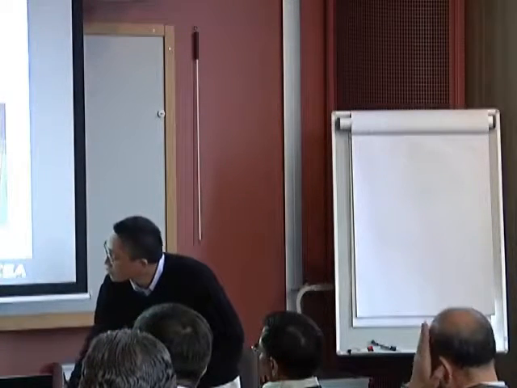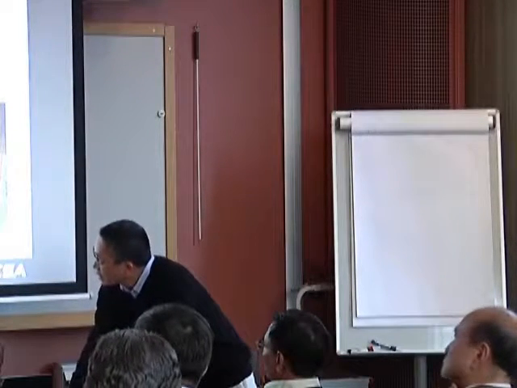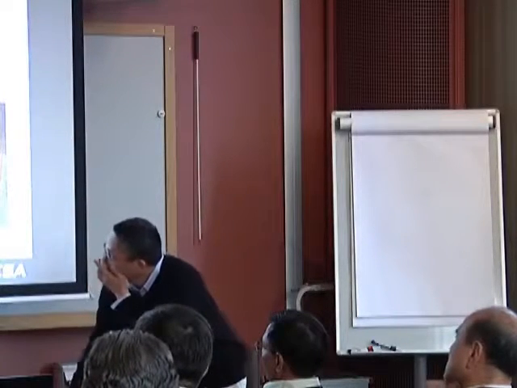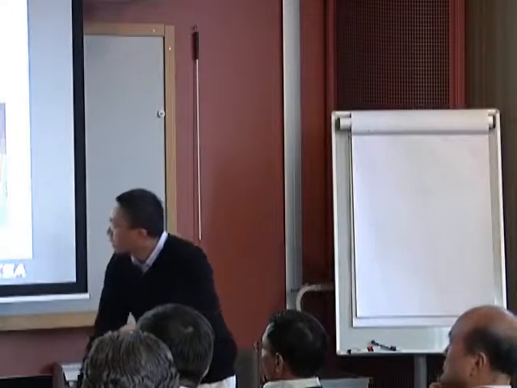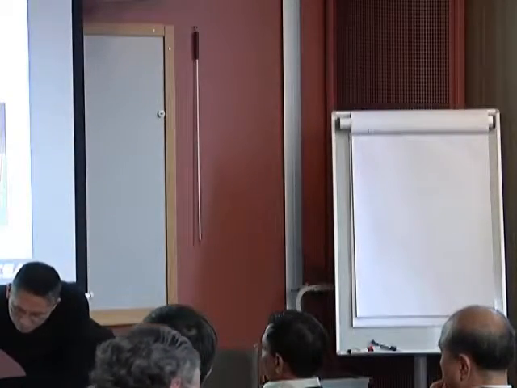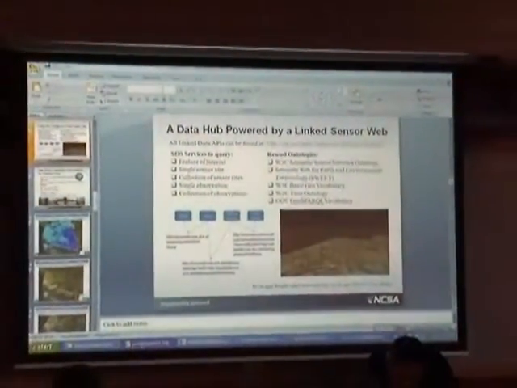So in the end, what you get is something like you just have some links that you can click, and then you can go from state to Illinois to sensors in Illinois, and then the data stream is actually provided by the sensors. So I actually want to show you the actual site, what it looks like. Yeah. So this is the pay-as-you-go kind of data hub, linked sensor web site.